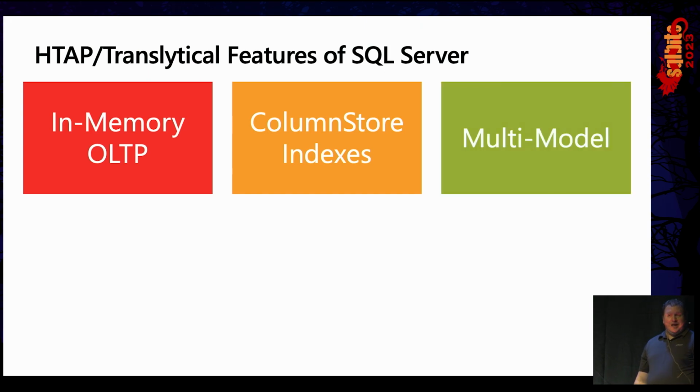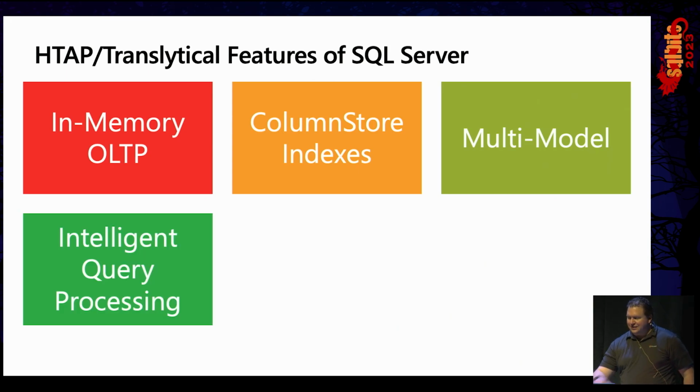Multi-model. How many people think of this when they think about translytical workloads or analytical combined with transactional? How do we deal with JSON, so document data? How do we deal with key value pairs? How do we deal with all these different geometry, geography, all of those in the same engine, without having to add additional tools, without having to learn a whole new way of doing things? We're going to talk a little bit about that too.